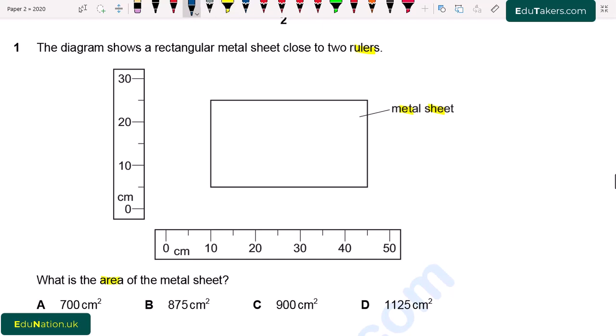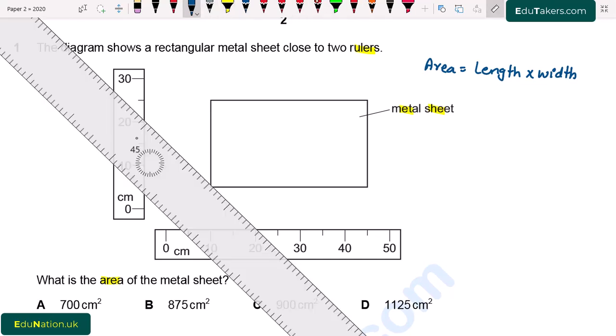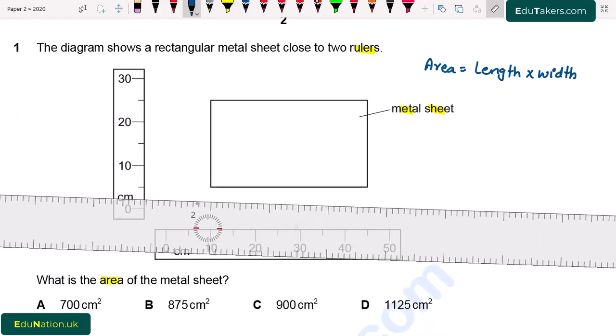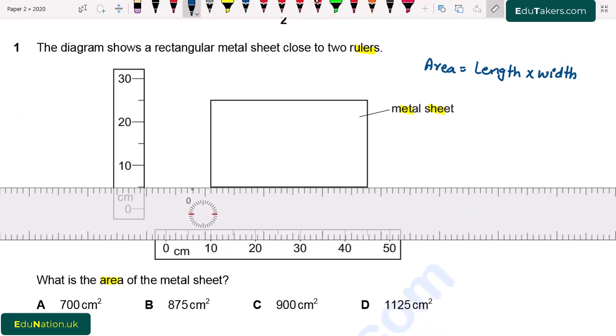We can see here that it's a rectangular metal sheet and the area of a rectangle will be equal to length multiplied by width. I write here, area is equal to length multiplied by width. From here we have to find out the value of the length and width of the metal sheet. First of all, I use a ruler and draw lines here.